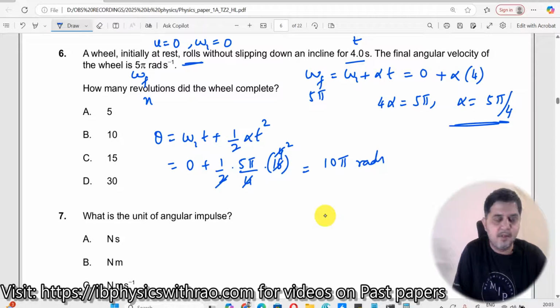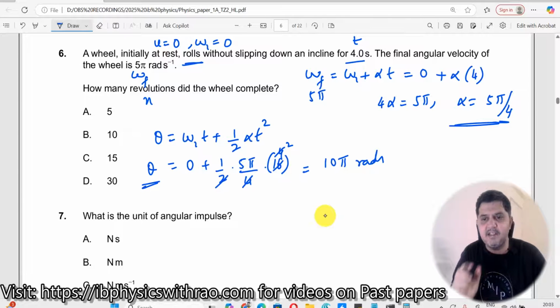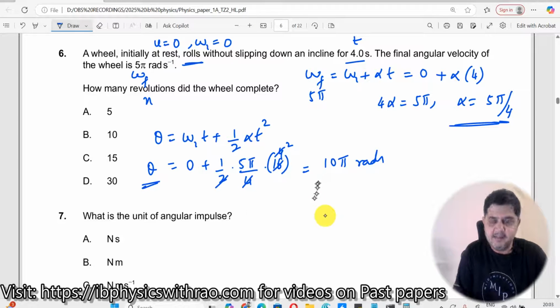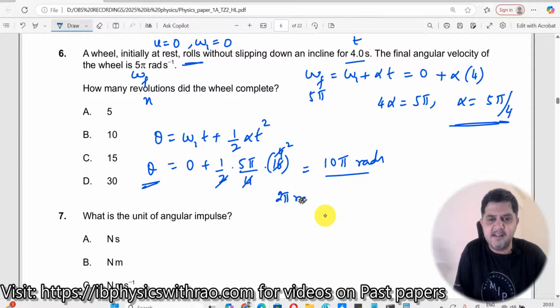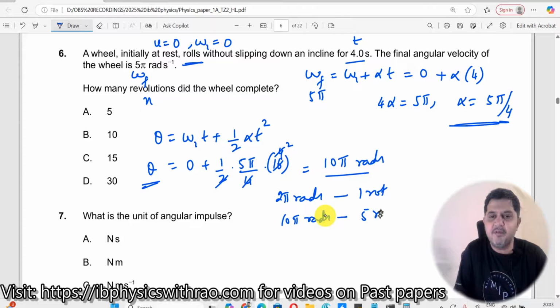So what did I do now? I just found the angular displacement of the wheel, which is 10 pi radians. What next? I need to find how many revolutions. If the angular displacement is 10 pi, then for 2 pi radians it is 1 rotation. 2 pi is nothing but 360 degrees, so it is 1 rotation, and for 10 pi, it is 5 rotations. So the answer is 5 revolutions. Okay.